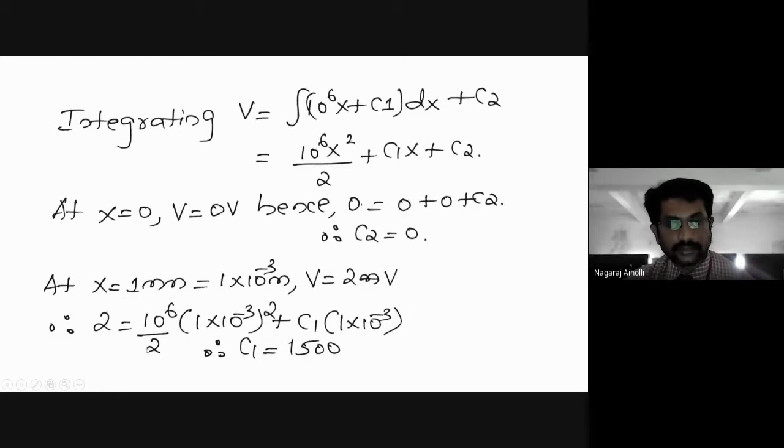Just simplify this. 2 is equal to 10 raised to 6 by 2 into 1 into 10 raised to minus 3, squared, plus C1 into 1 into 10 raised to minus 3. And find out the value of the unknown C1. Just cross verify your answers whether you're getting C1 equal to 1500.